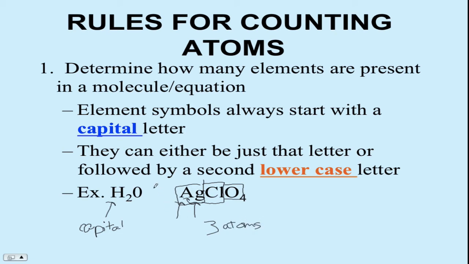In H2O, I've got 2 capital letters, so I have 2 different elements in this particular thing. 3 different elements, not atoms. I misspoke. You have 3 different elements in that particular compound. So that's rule number 1.